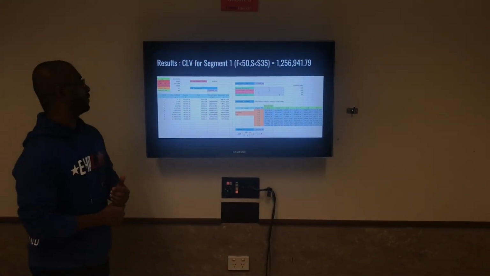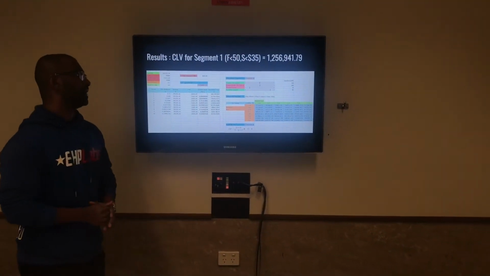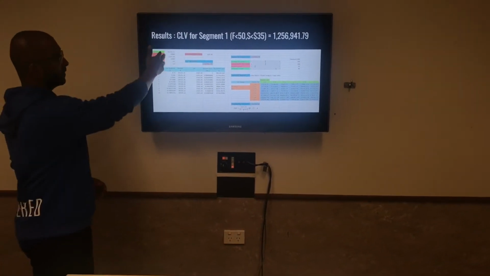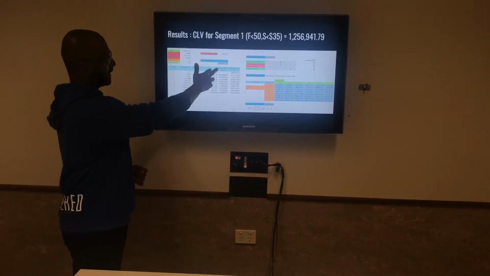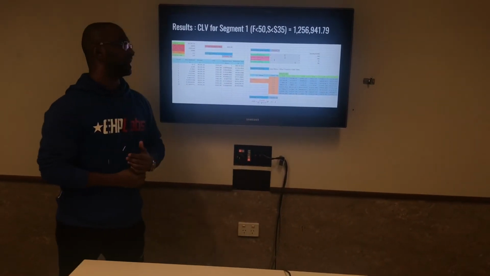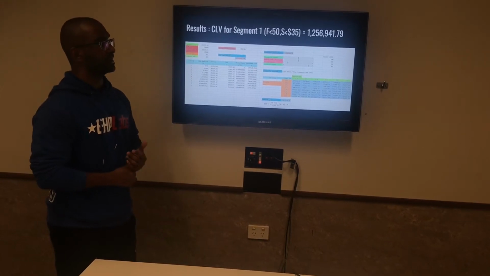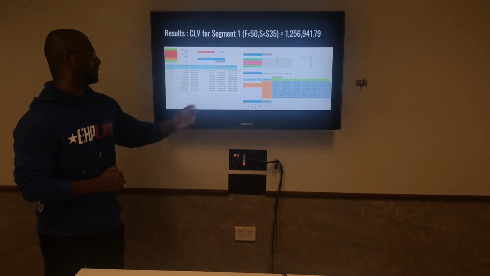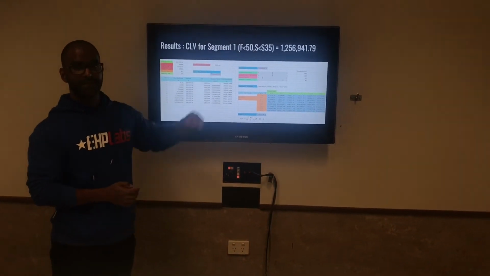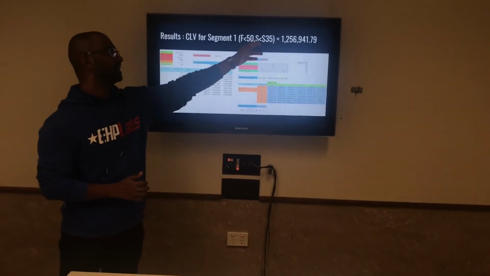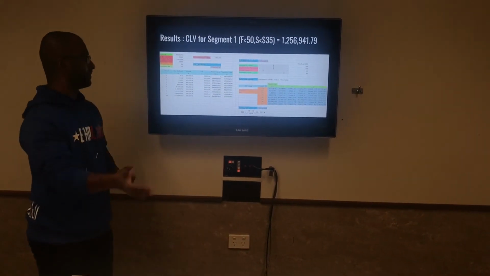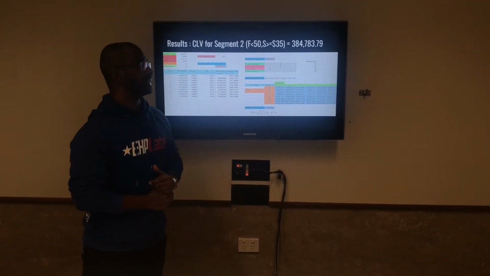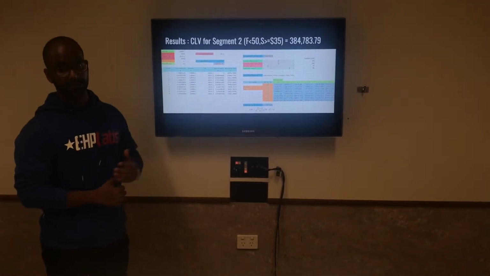So what we did first is calculate the CLV for segment 1. You can see the calculations we made; we got the revenue from the previous slides, and the calculated amount was $1,256,941 points. This is for segment 1, where the frequency is less than 50 and the average spend amount is less than 35. The next segment we calculated turned out to be 384,783 points, which is significantly less than segment 1.